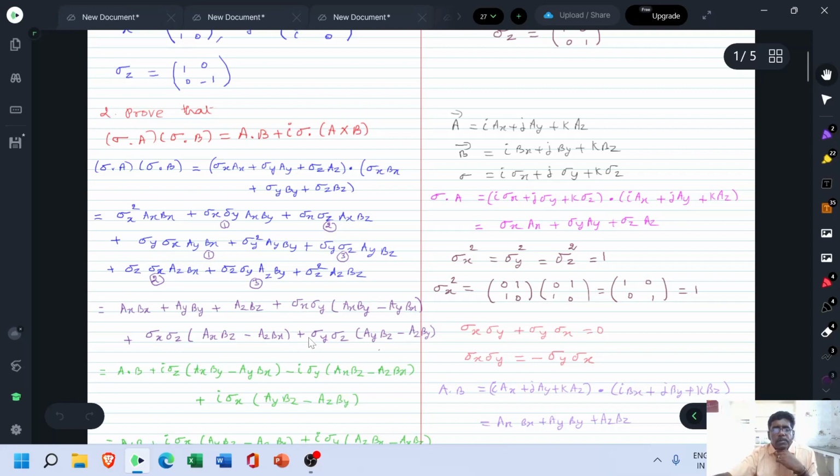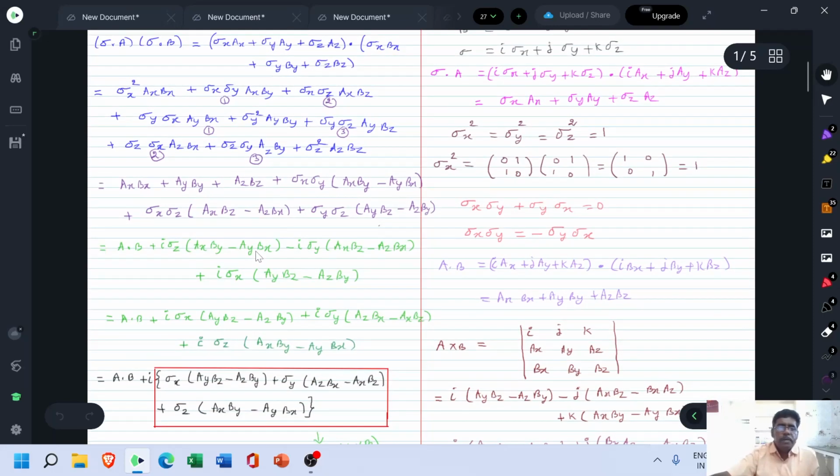Then third, sigma y sigma z. Take this term outside. So remaining terms are ay bz minus az by. Here ax bx plus ay by plus az bz is our a dot b. This is the proof. This is our a dot b.